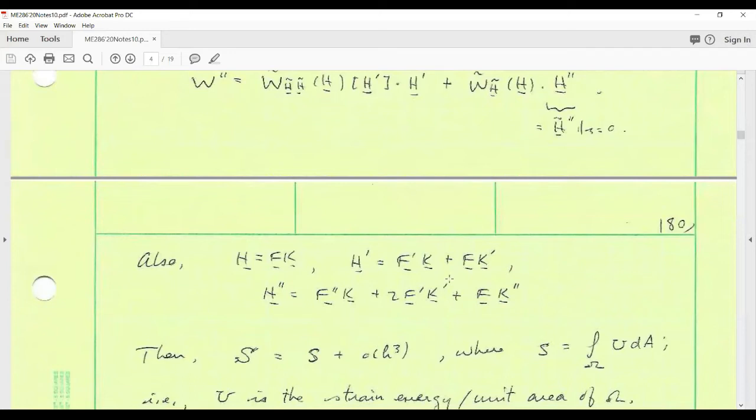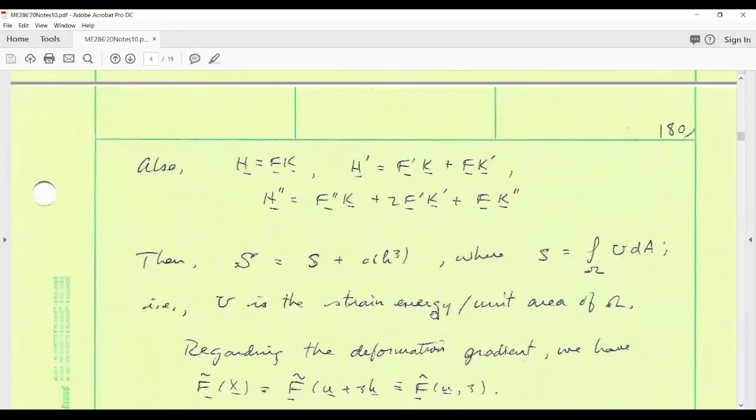So the theory then requires that we know K on the midplane, K prime, that's the through thickness derivative of K evaluated on the midplane, and its second through thickness derivative. And it also calls for the deformation gradient evaluated on the midplane, its through thickness derivative, and its second through thickness derivative.